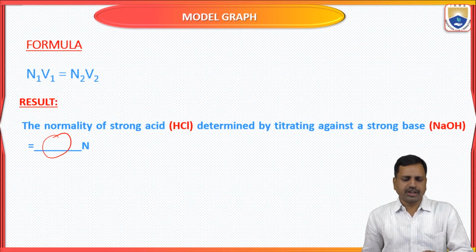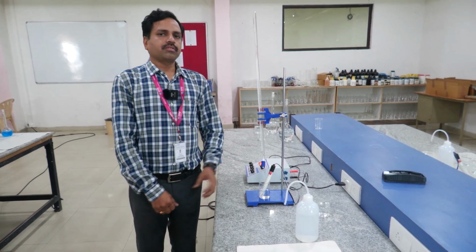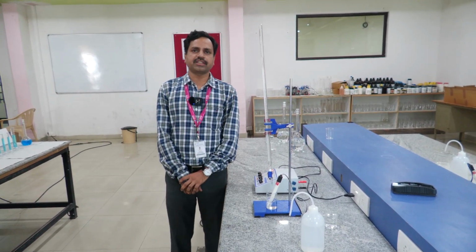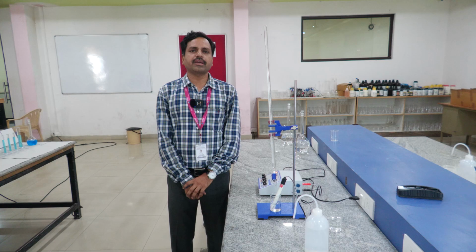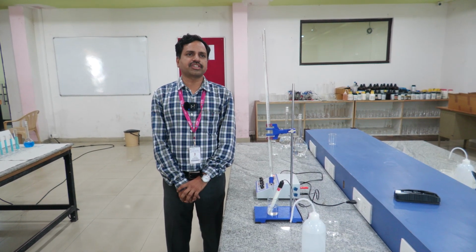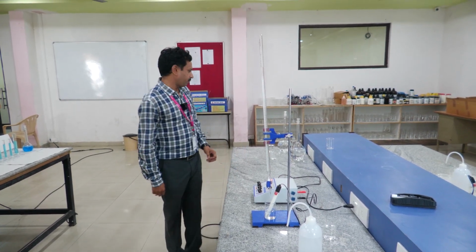This will continue after I show how this experiment is done. I will demonstrate this experiment. I will do it and I will show. For this experiment, we require concentrated HCl and NaOH. NaOH is a base and HCl is an acid. Today we are going to estimate the concentration of HCl by knowing the concentration of NaOH.